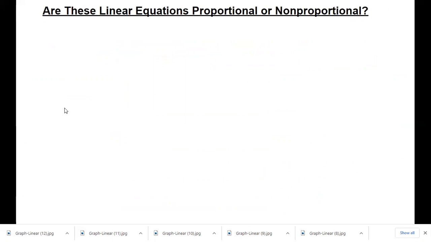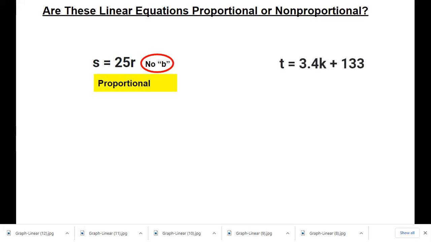Are these linear equations proportional or non-proportional? S equals 25R, proportional or non-proportional? Different letters, they're not y and x, but does that matter? Nope. It's proportional. There is no b. There's no y-intercept. Well, there is. It's 0, 0, but it's not shown in the equation.